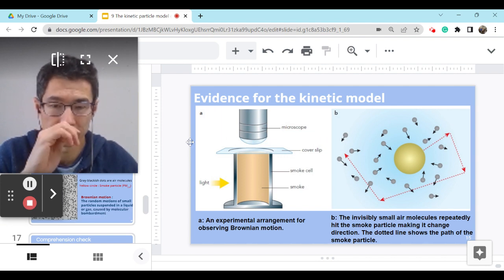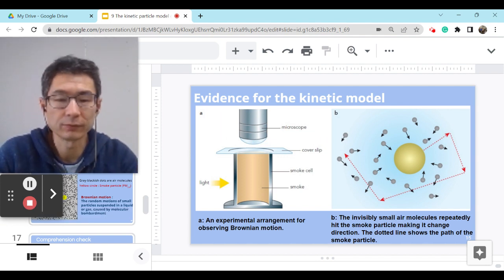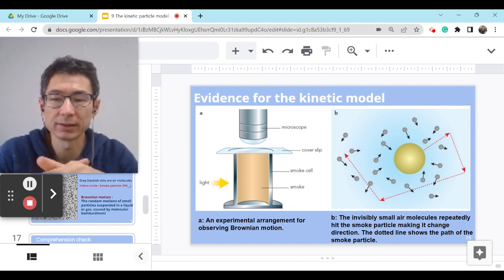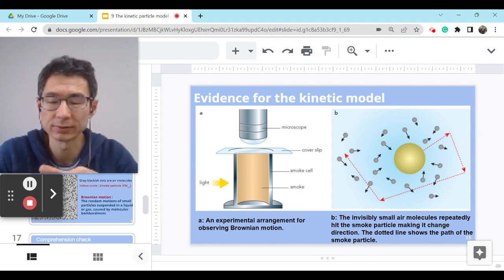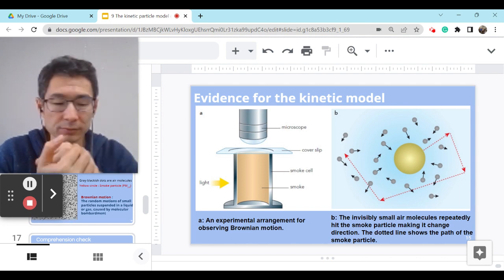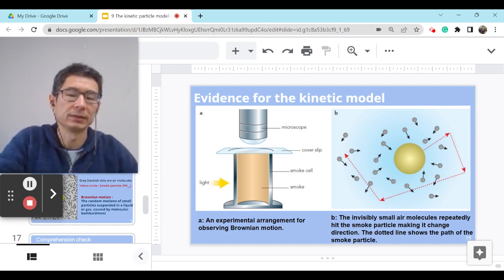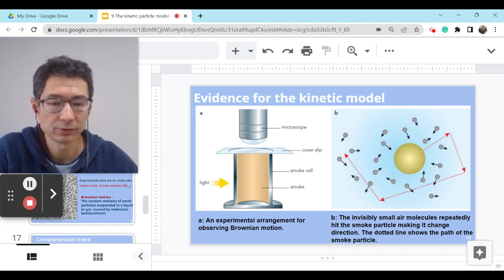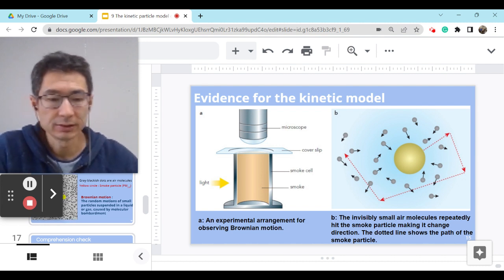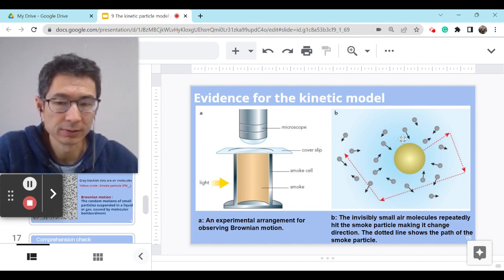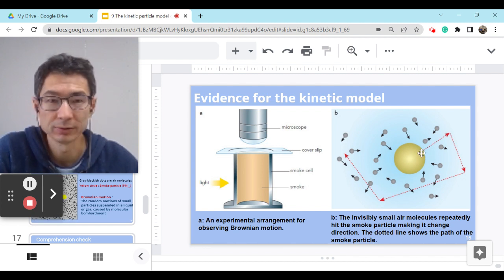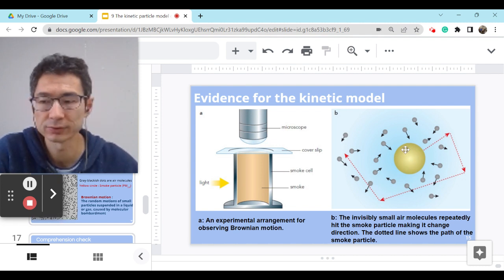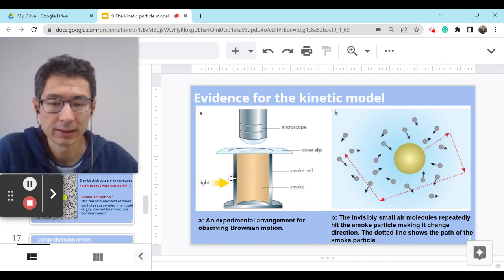Of course, we cannot observe with our bare eyes how molecules move, but there are observations we can do, experiments. This experiment is called the smoke model. Here is the big circle in the middle. This is a smoke particle, PM 2.5. Maybe you heard about it. Particulate matter 2.5 in diameter across, a smoke particle.